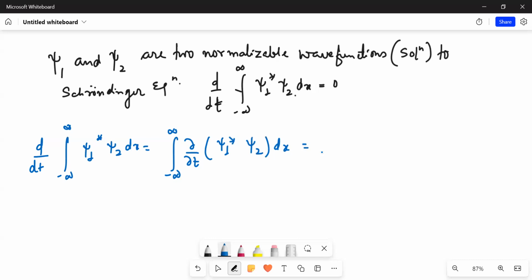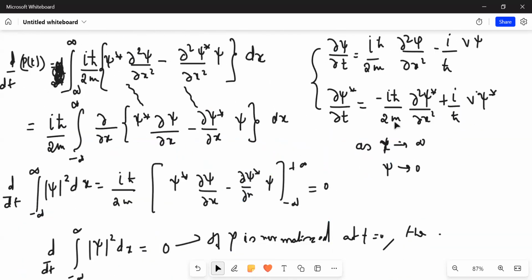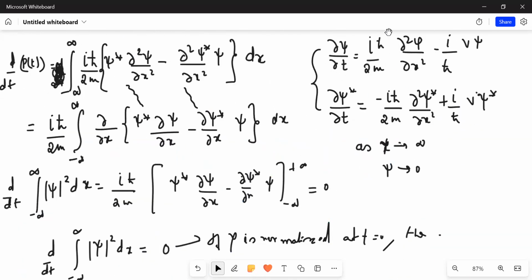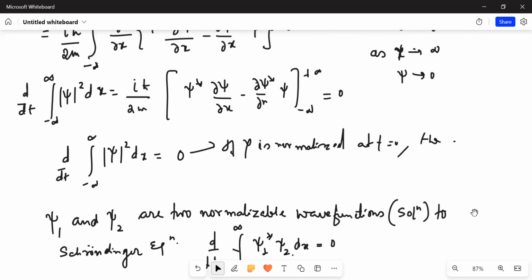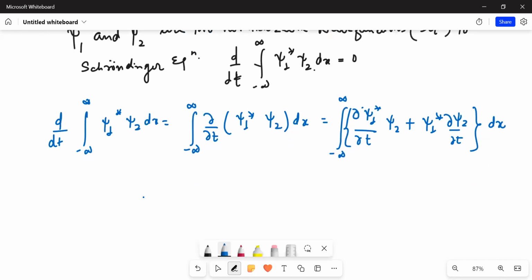Okay, and what it will lead us to is the integral from minus infinity to plus infinity of del psi 1 star by del t times psi 2, plus psi 1 star times del psi 2 by del t. This is simply the product rule, nothing else. We already understand from the equation given above that del psi by del t is iota h bar upon twice m times del square psi by del x square, so instead of psi, I will use psi 1 and psi 2. I'm going to use this equation here instead of this and this. So let us use it and see what happens.